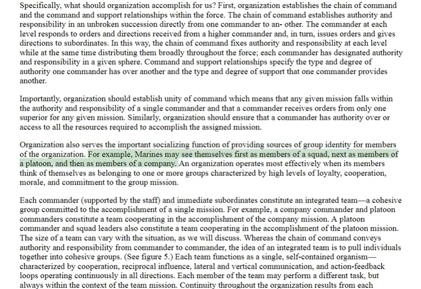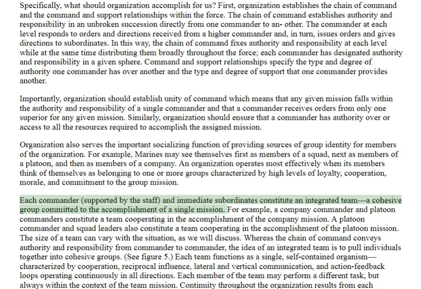For example, Marines may see themselves first as members of a squad, next as members of a platoon, and then as members of a company. An organization operates most effectively when its members think of themselves as belonging to one or more groups characterized by high levels of loyalty, cooperation, morale, and commitment to the group mission.